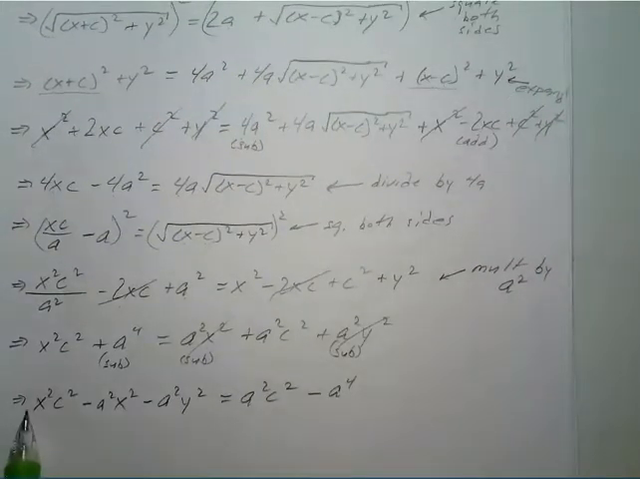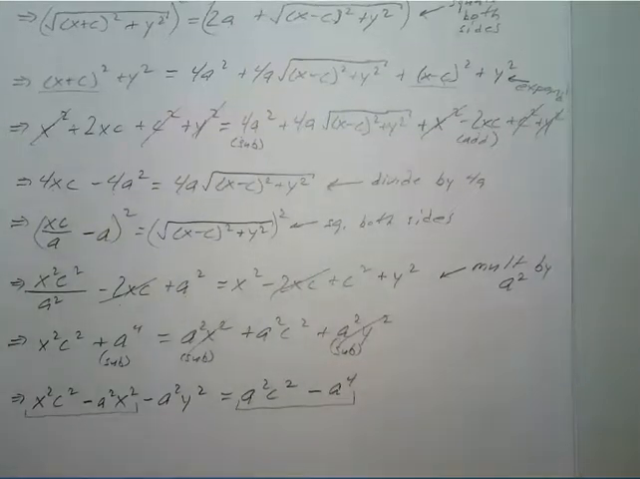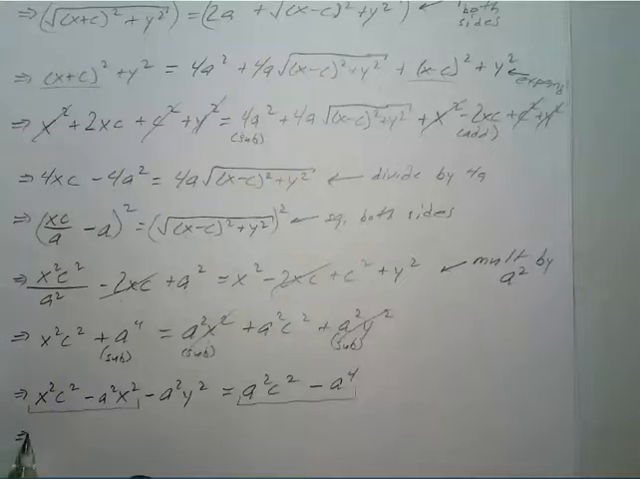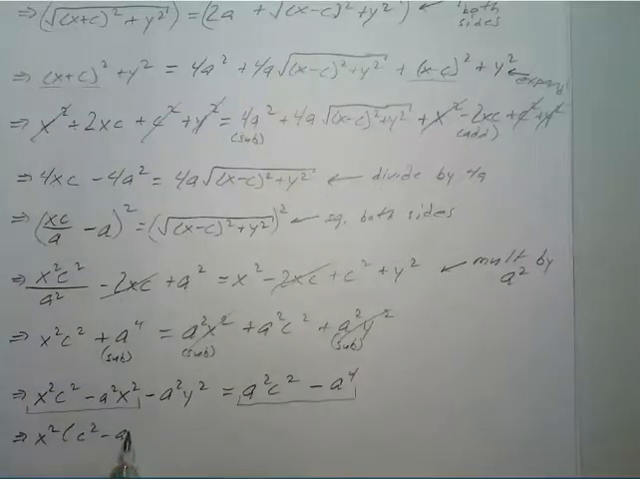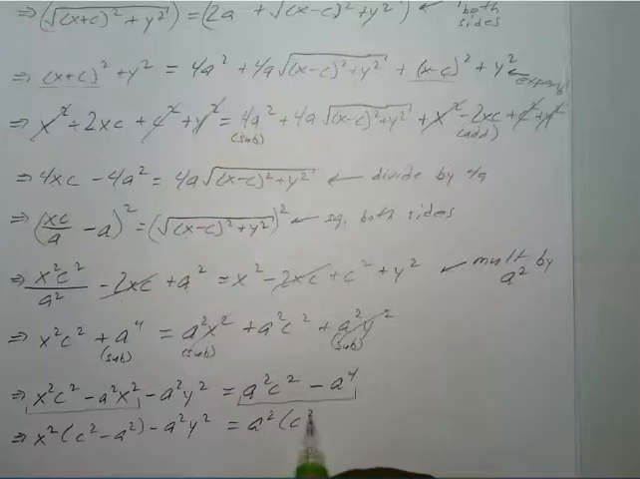Okay, so our next step is we're going to factor x² from those two, and we're going to factor a² from those two terms. So we have x² times (c² − a²) − a²y² equals a² times (c² − a²).